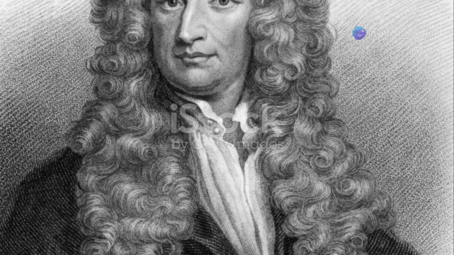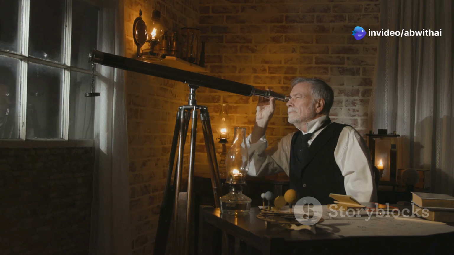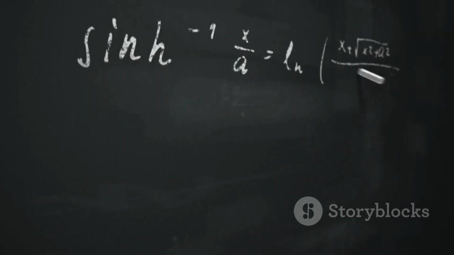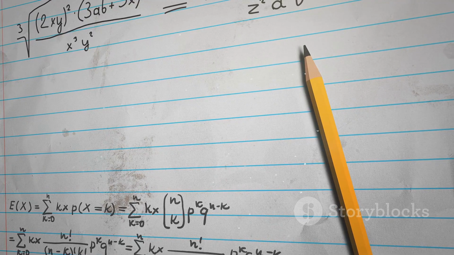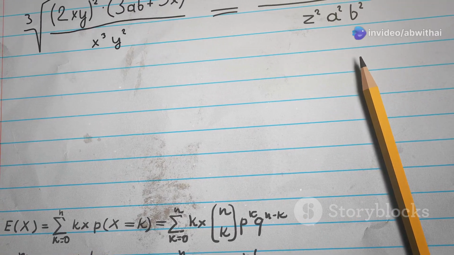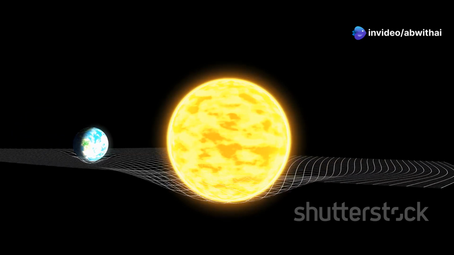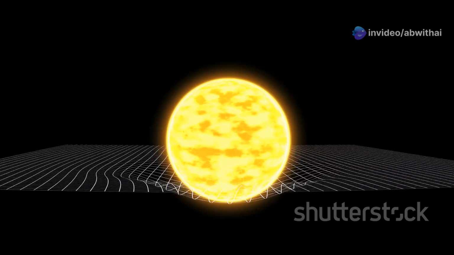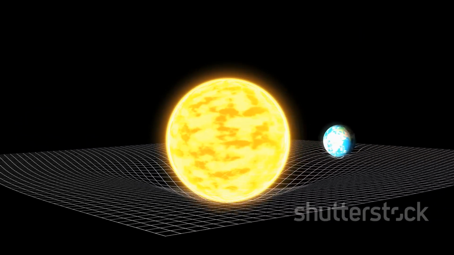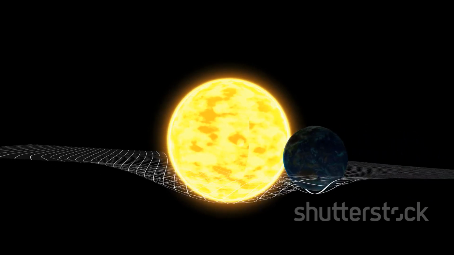Sir Isaac Newton, a brilliant physicist and mathematician, revolutionized our understanding of gravity in the 17th century. He formulated the law of universal gravitation, a simple yet profound equation that describes the force of attraction between any two objects. This law states that every object in the universe attracts every other object with a force directly proportional to the product of their masses and inversely proportional to the square of the distance between their centers.